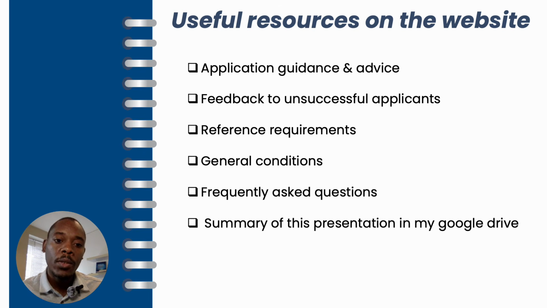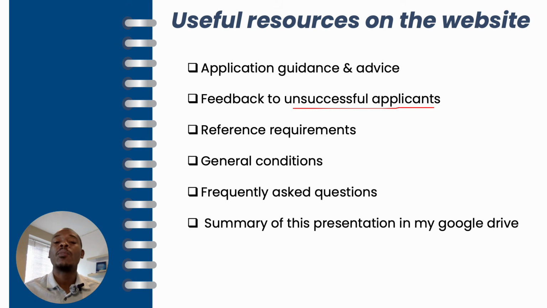Finally, before I conclude this presentation and open it for questions, there are useful resources you can refer to on the Commonwealth website. There is a section that talks about application guidance and advice. If you want a link, you can refer to the link I've provided in the PDF. I've created a PDF for this presentation, with links that take you to specific components of the Commonwealth Scholarship website, where you will find the application guide, advice and guidance, and feedback to unsuccessful applicants.